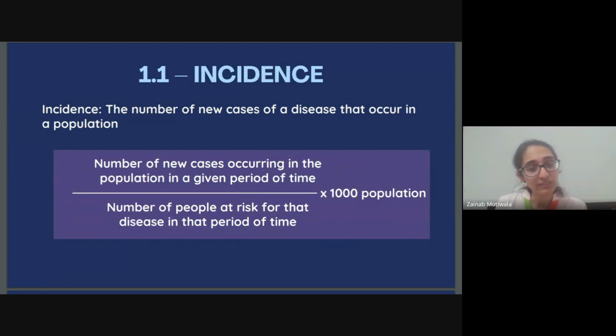Now that we've understood prevalence, let's talk about incidence. What is incidence? Incidence is the number of new cases of a disease that occur in a population. It is nothing but the new cases that arise in a population upon the total population that is at risk of disease. At a point when we are considering a population, we consider all of those people at risk of that particular disease. One thing that has to be remembered is that incidence is usually calculated per 1,000 population and not per 100 as we did for prevalence.